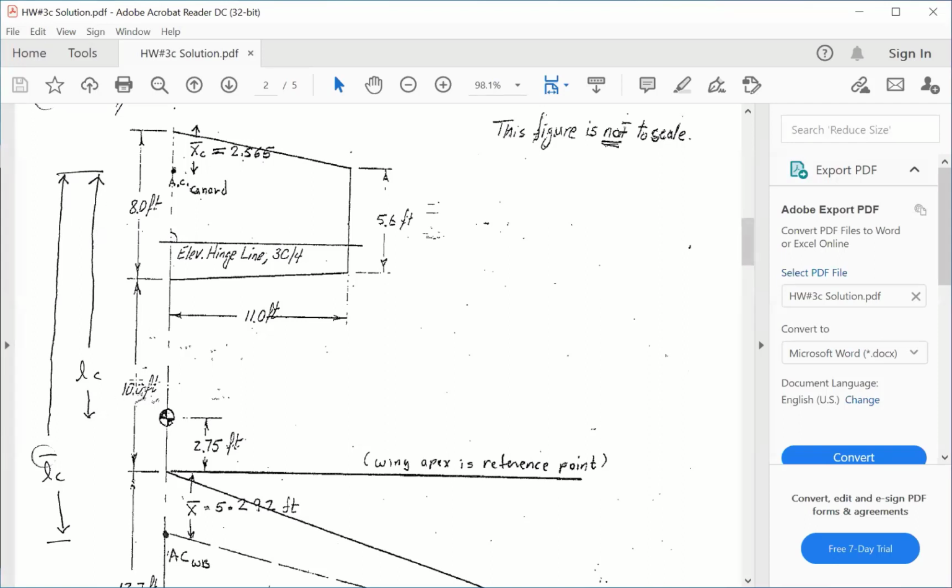LC is 10 plus 8. So that's that total, minus 2.75, minus this distance here. So it's just geometry.